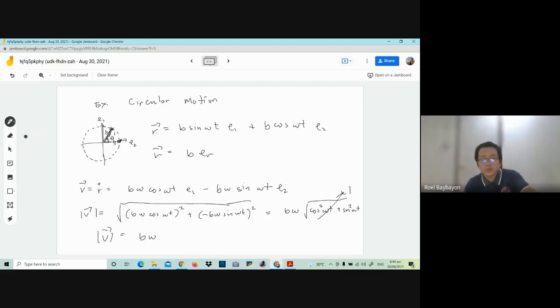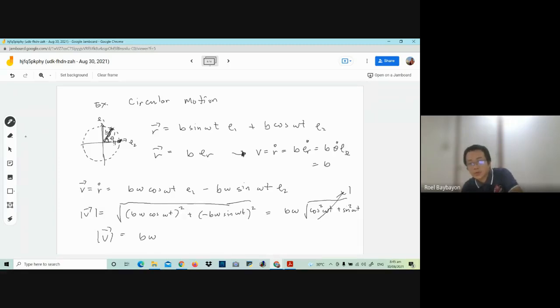If you use polar coordinates, it is easier. From here, the velocity is just equal to r dot, so I have b er dot, which is equal to b theta dot e theta. And what is theta dot?